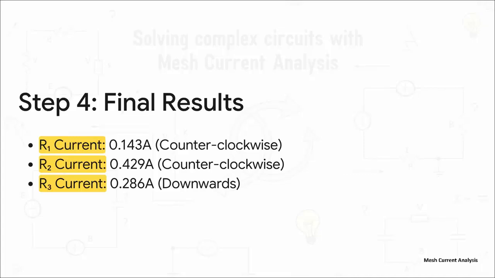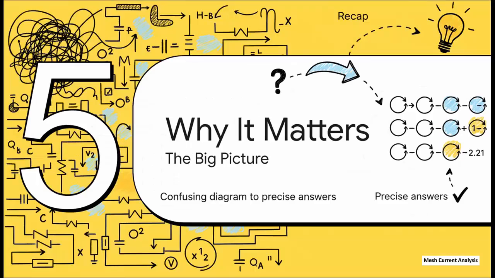And finally, we get to step 4, the grand finale. We use our solved mesh currents to find the real current in each individual branch. The current through that first resistor is just I1, but flowing counterclockwise. Same for the second resistor. And the current through that shared middle resistor? It's the difference between them, which comes out to 0.286 amps flowing downwards. And just like that, we have completely solved it. So we went from a really confusing diagram to having precise, concrete answers.